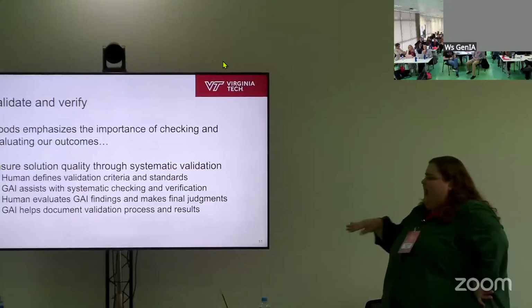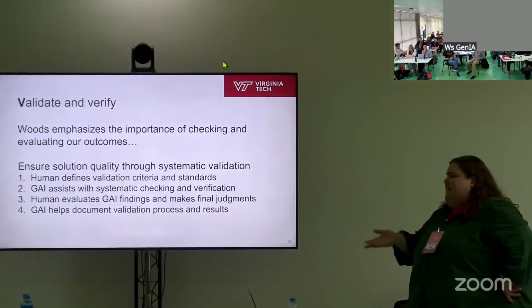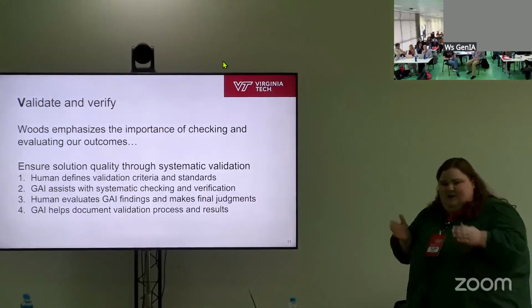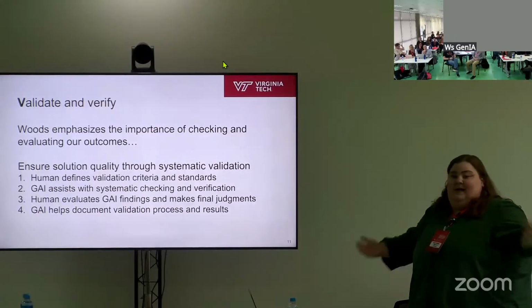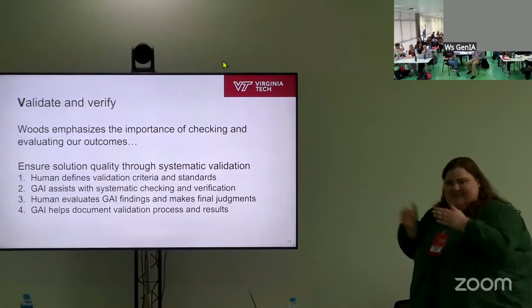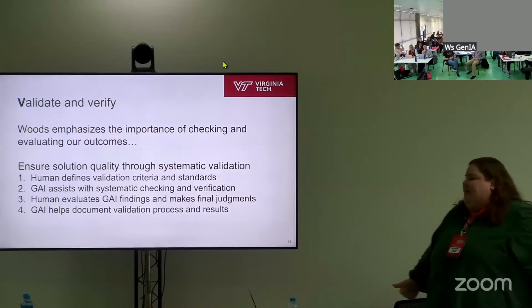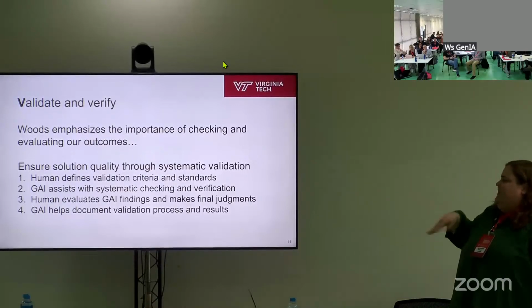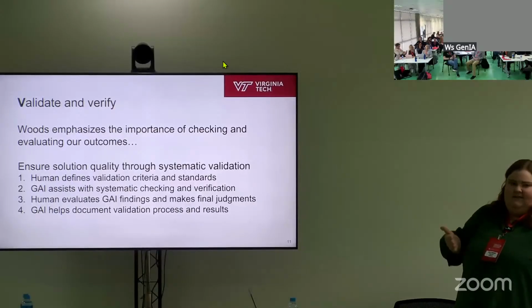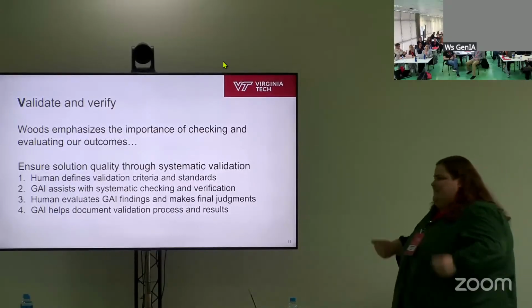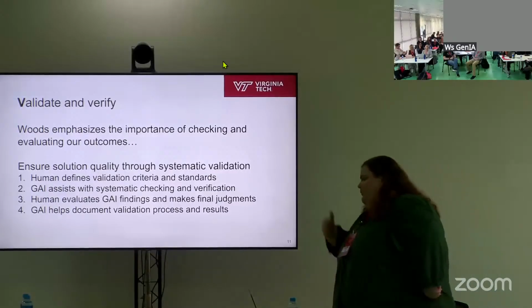AI can then give you back some systematic checking and verification. You've given it a framework, and as we talked about before, it's really great with template work. So if you give it the criteria, it can use that. Then as the human, you're evaluating those findings, and AI is going to help actually document all of this. That's a nice aspect of it, the written aspects in the processing of that documentation.